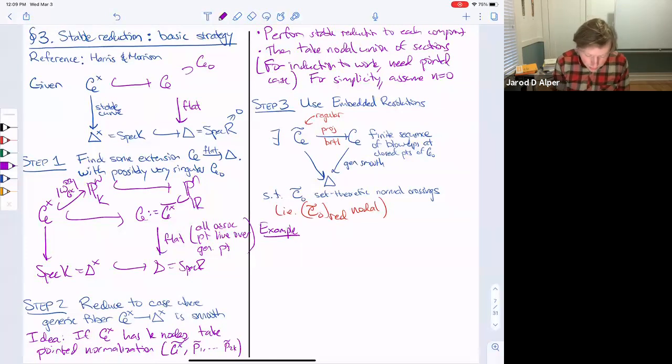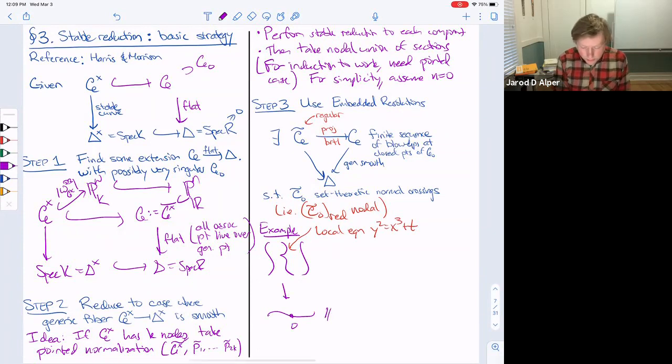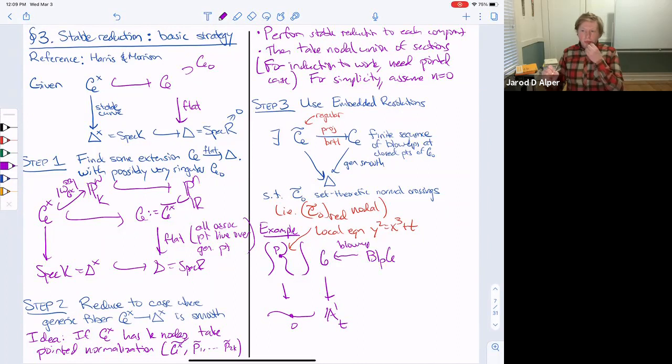In fact, we're going to take the example of a smooth curve degenerating to a cusp, where, let's say, the local equation looks like y squared equals x cubed plus t. And so this is a family of curves over a curve. Here's my central fiber. And let's think of this as just A1 with coordinate t. And here's my C. And let's blow up. Let's let this point be P. Let's blow up P and see what we get.